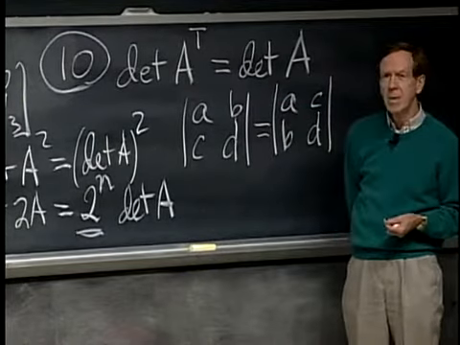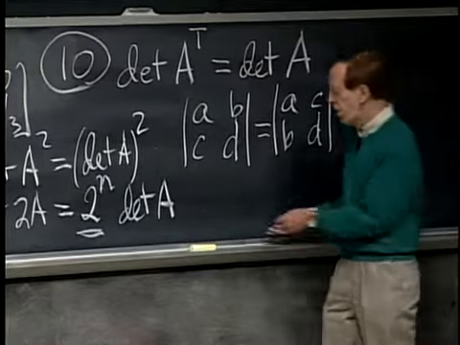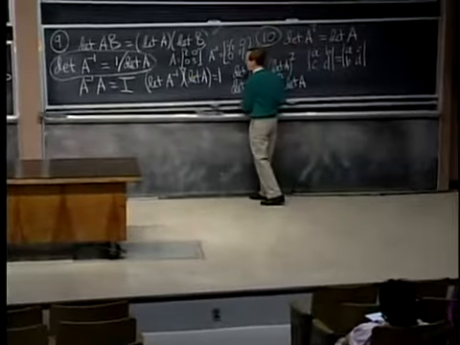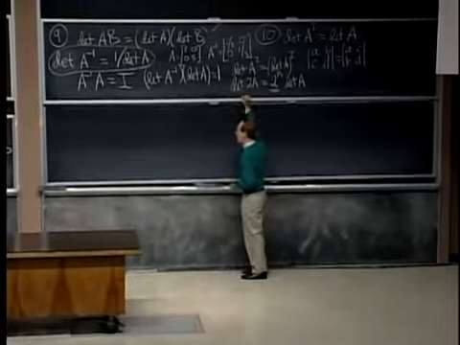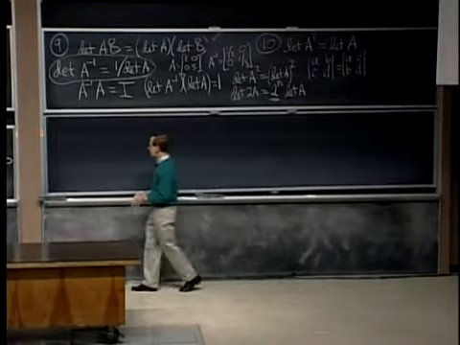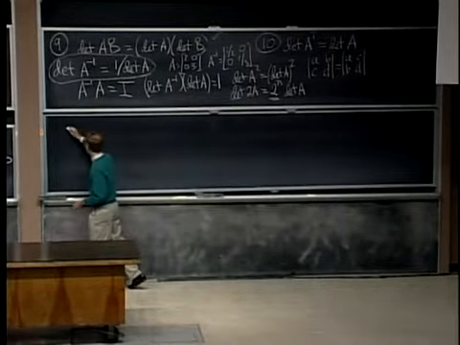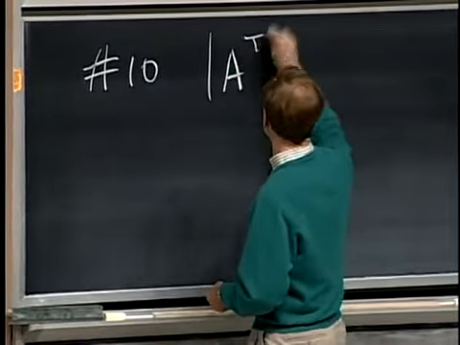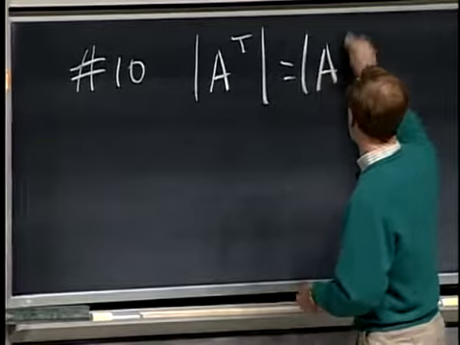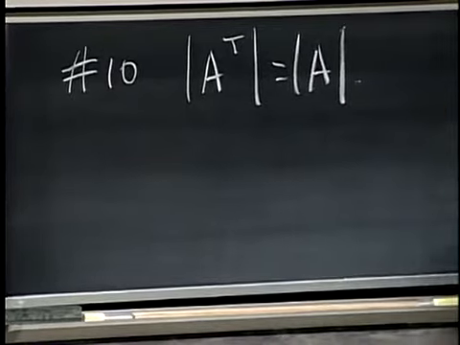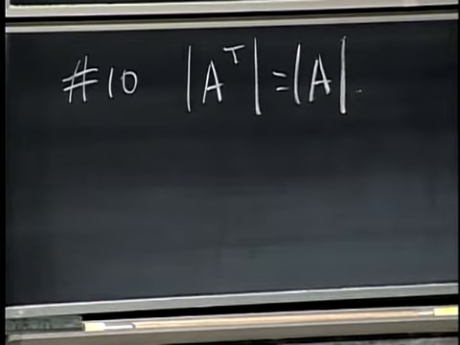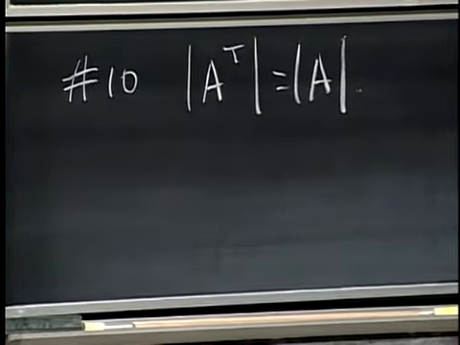OK. Maybe it's worth seeing a quick proof of this number 10. A quick proof of number 10. Let me take this is number 10: A transpose equals A. Determinant of A transpose equals determinant of A. That's what I should have said.